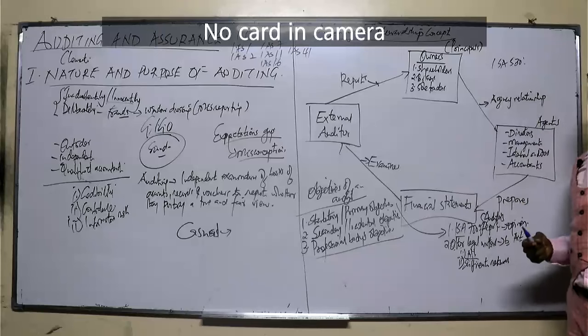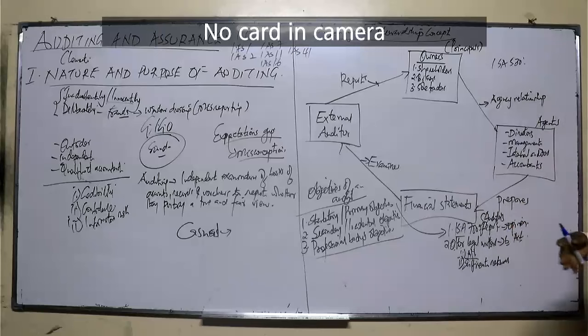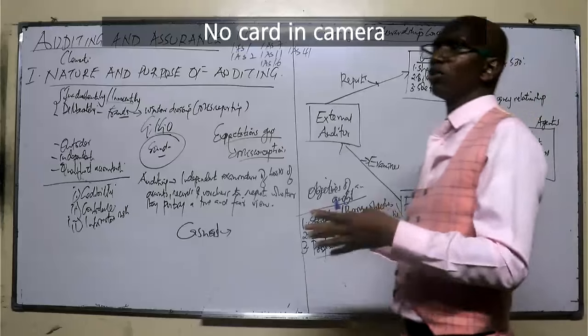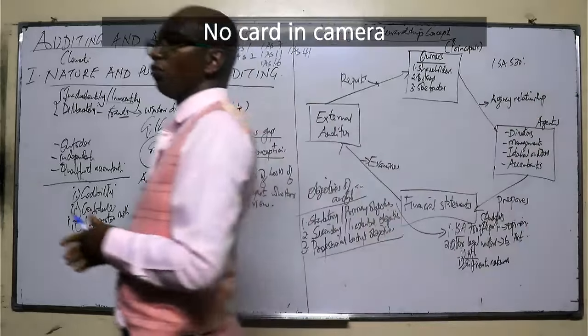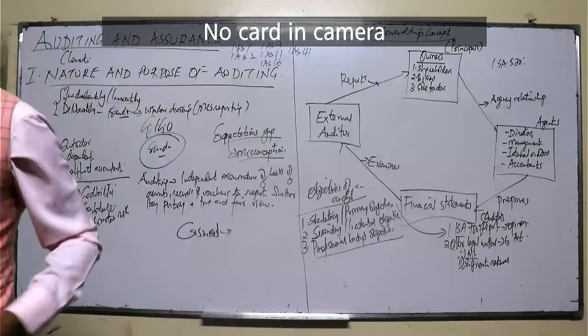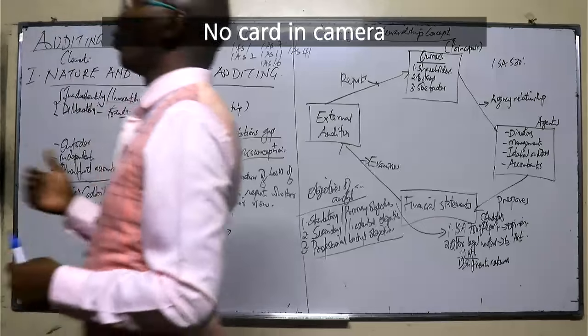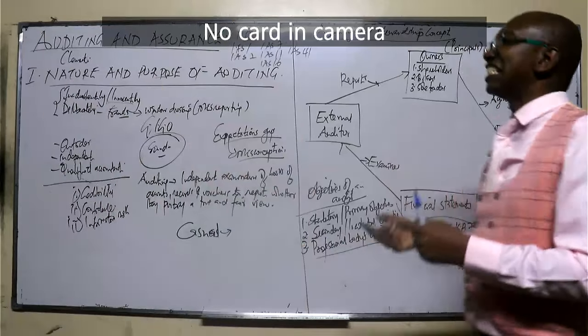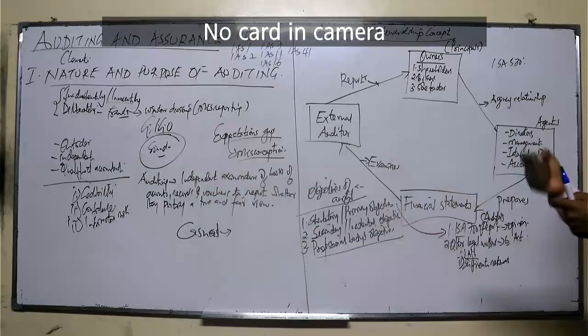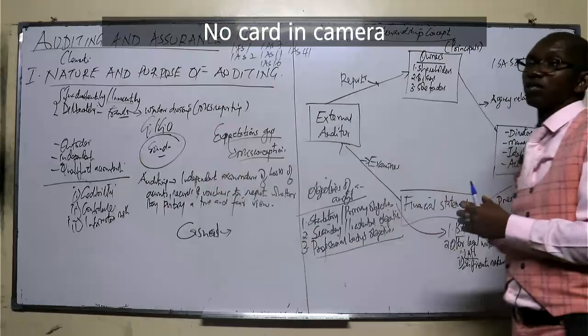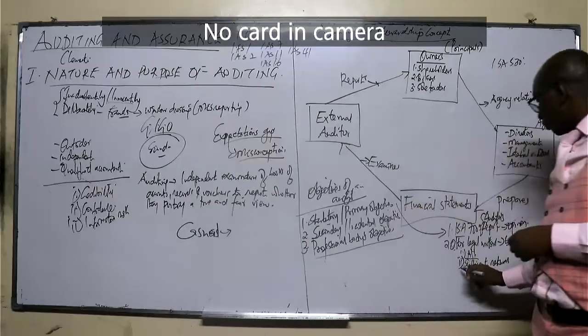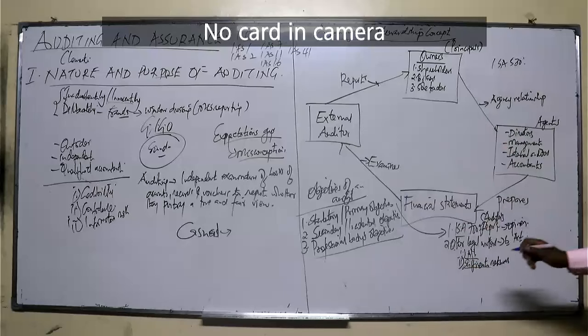So the client may be having like 10 branches. And because of time constraints and cost constraints, you're not able to visit all the branches. So you sample a few. The others who you will not visit, they send some returns to you concerning their status, concerning their financial position. So you are reporting whether you received sufficient returns from these branches that you never visited.